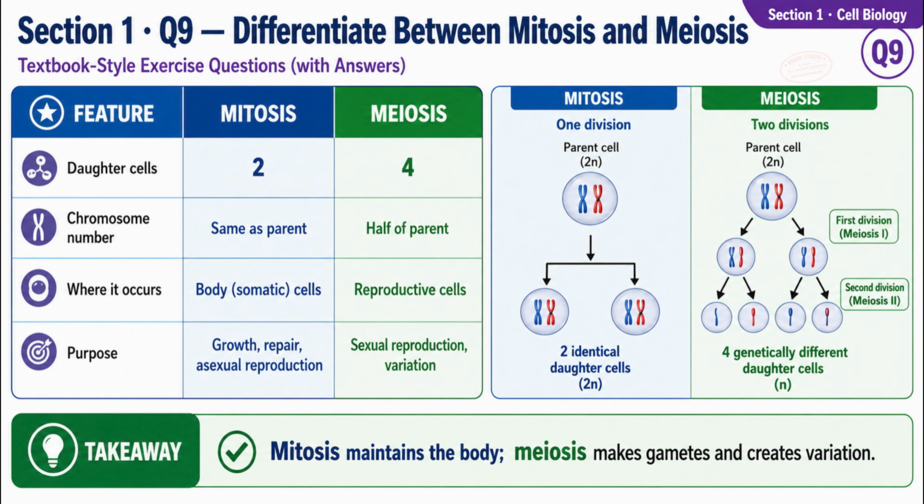Question 9. Differentiate between mitosis and meiosis. Feature: mitosis, meiosis. Daughter cells: 2; 4. Chromosome number: same as parent; half of parent. Where it occurs: body, somatic cells; reproductive cells. Purpose: growth, repair, asexual reproduction; sexual reproduction, variation.